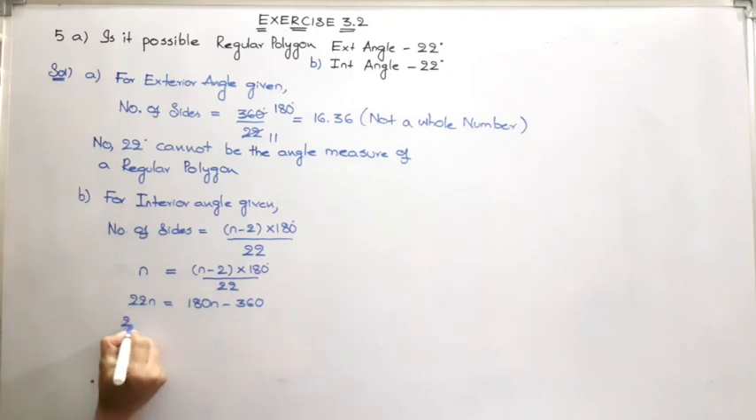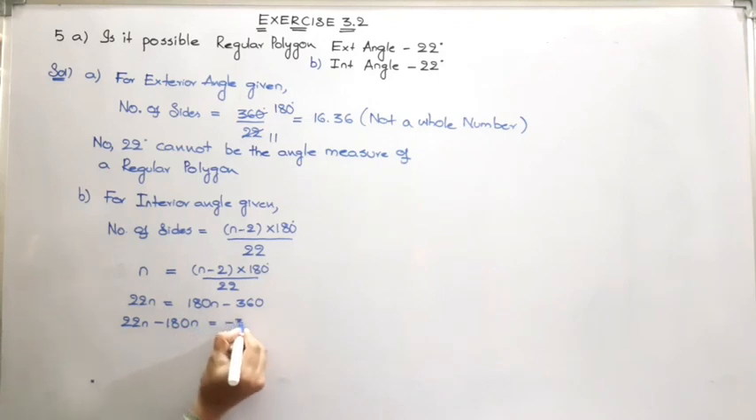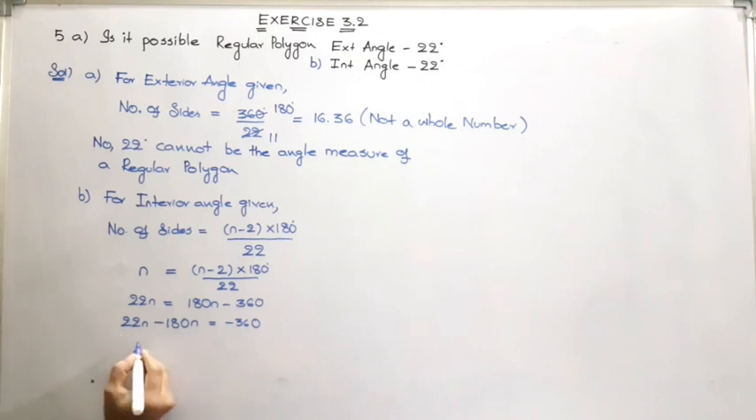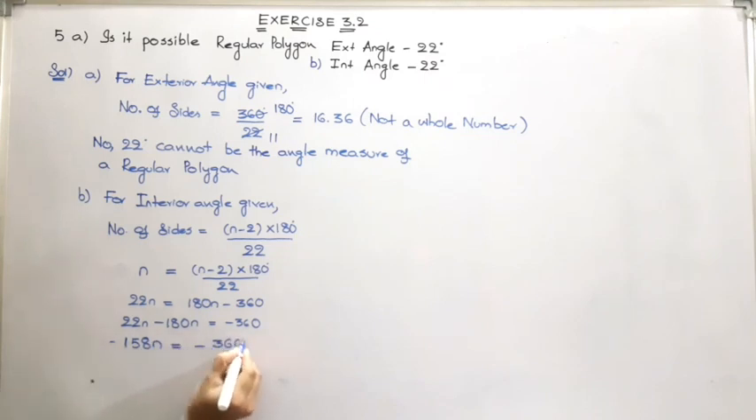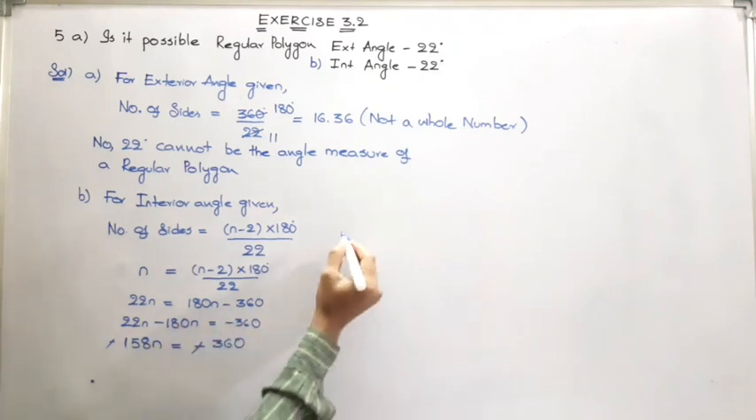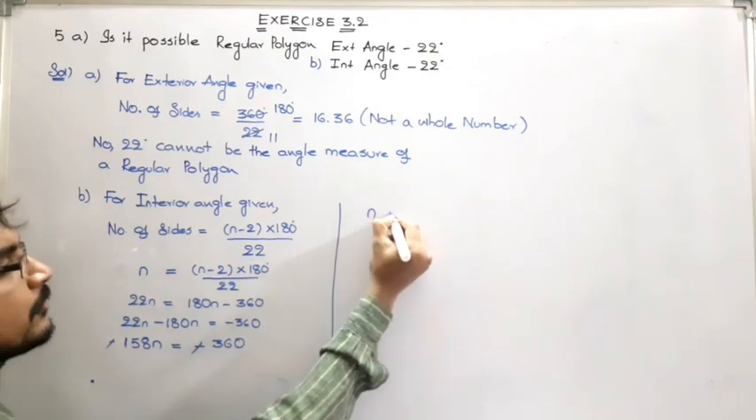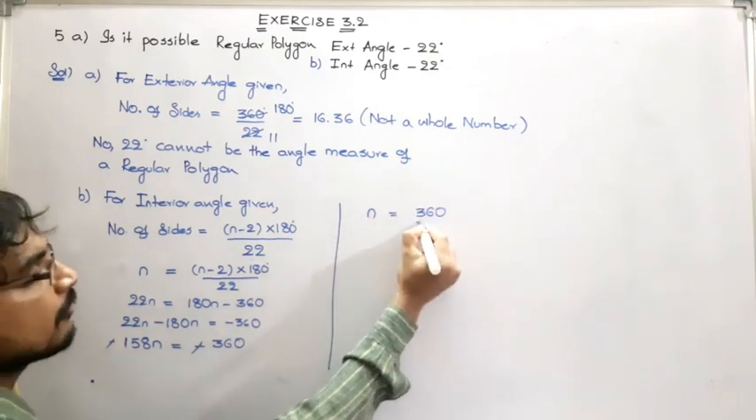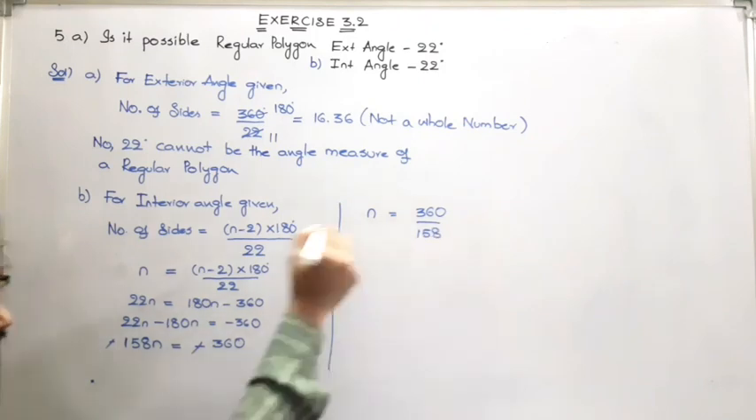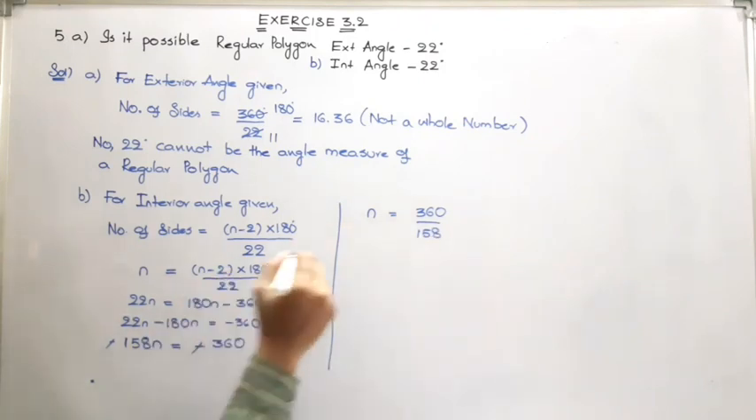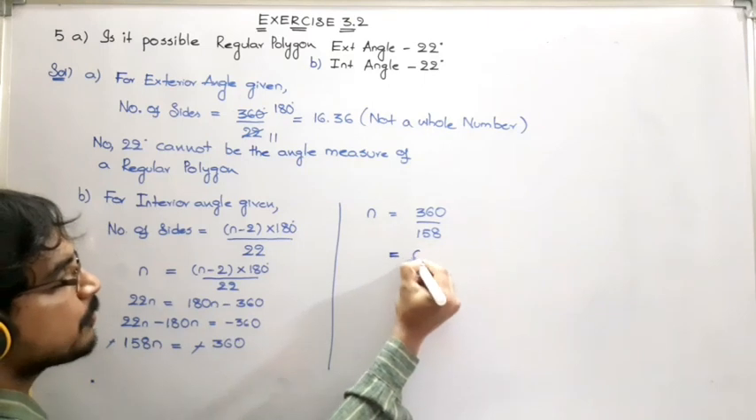So 22n minus 180n is equal to minus 360. So it is minus 158n is equal to minus 360. I am just writing here, you please copy this down. The value of n is going to be 360 divided by 158. It is going to be approximately 6.2.